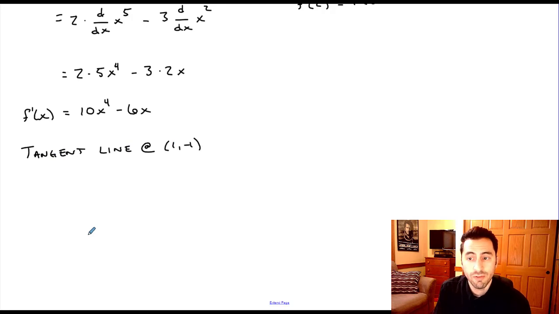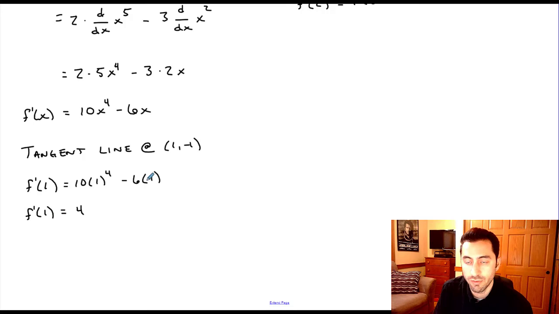So the point 1, negative 1 is on my original graph. So now I want to find the tangent line at that point. So first we need the slope of the tangent line. So to find that, we're just going to find the derivative at that x value of 1. So plugging in 1 to our derivative, 10 times 1 to the 4th power, and then minus 6 times 1. So this is just 10 minus 6, so we end up with f prime of 1 is 4. So that means the slope of our tangent line at this point is 4.